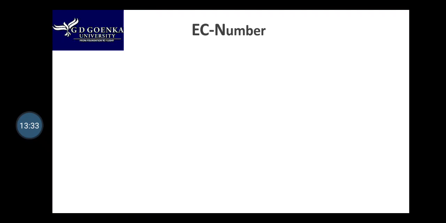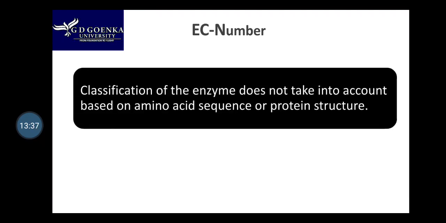EC number. What is an EC number? Let's talk about this. Classification of enzymes does not take into account the amino acid sequence or protein structure. So this is about the scientific classification we are talking about. There was confusion about how enzymes should be classified.